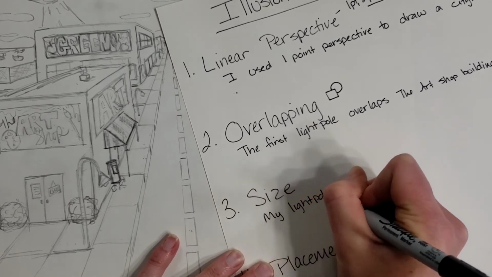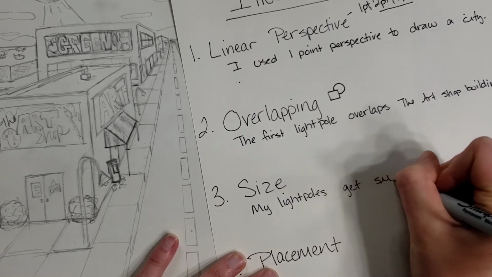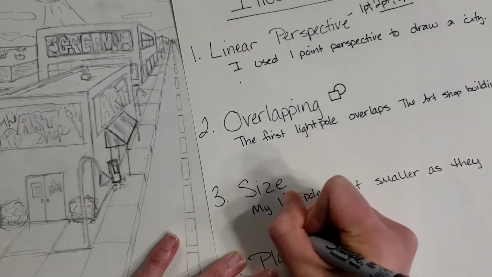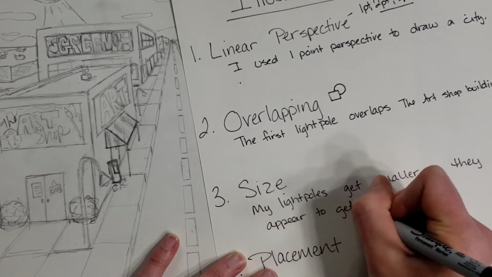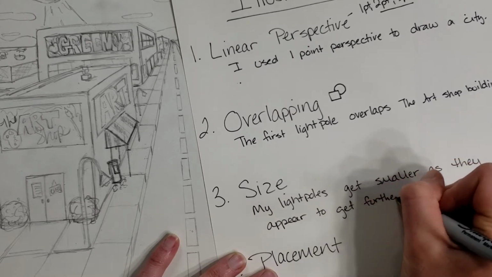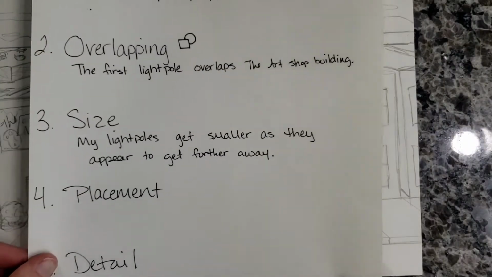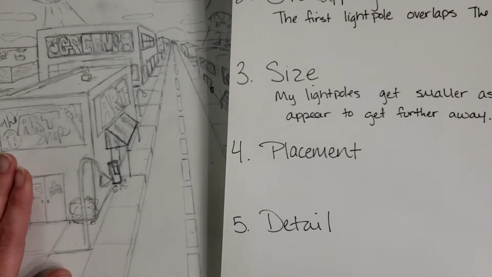My light poles get smaller as they appear to get further away. And that's how simple that answer is. Okay. All right, so let's go to placement.